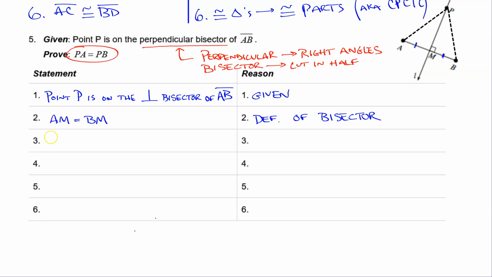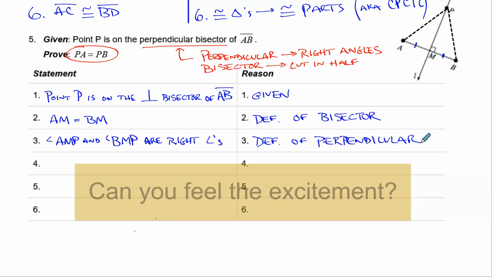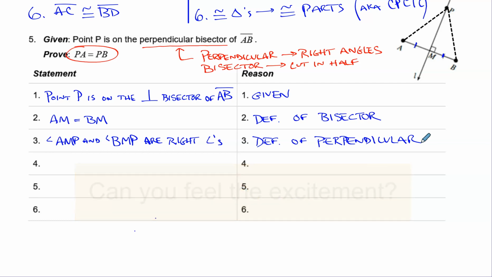So now I'm going to say something about angles here. I'm going to say that angle AMP and angle BMP are right angles. Well, that's the definition of perpendicular. Bam! We're done with statement 3 and reason 3. Let's move on.